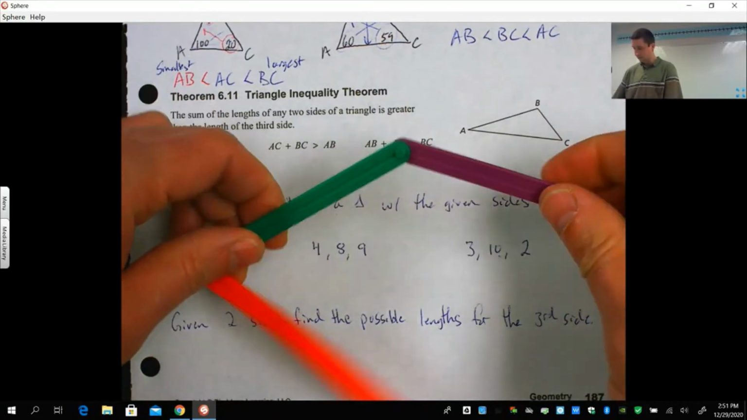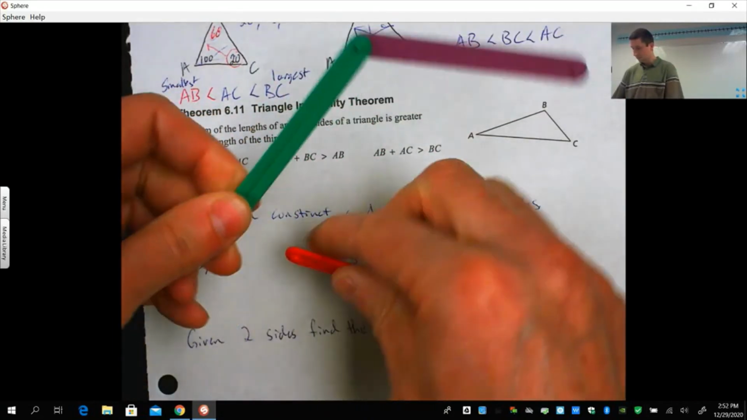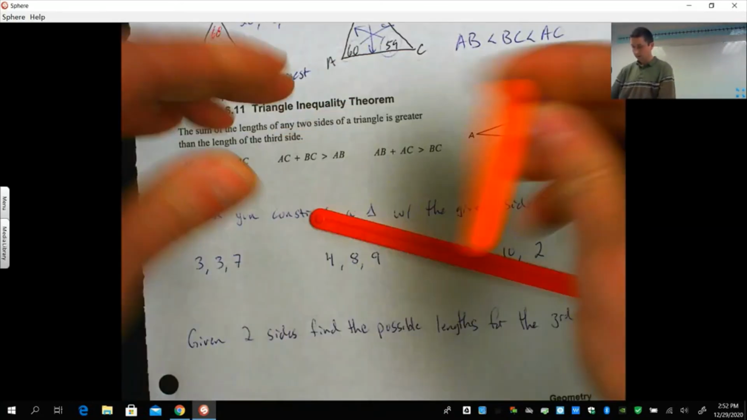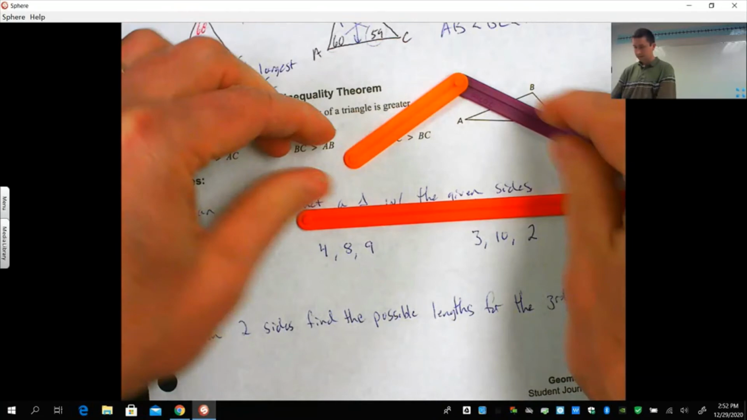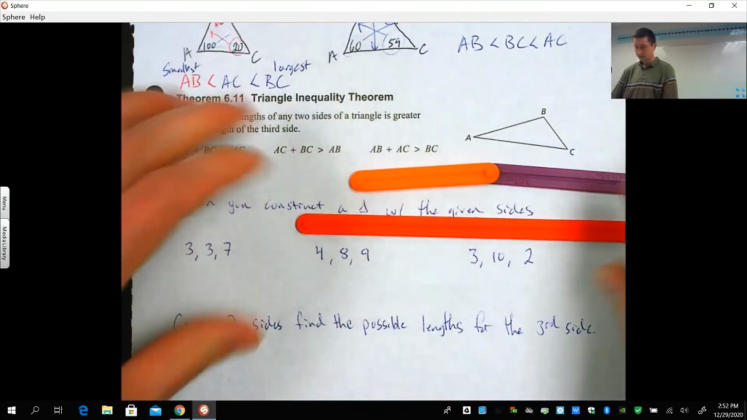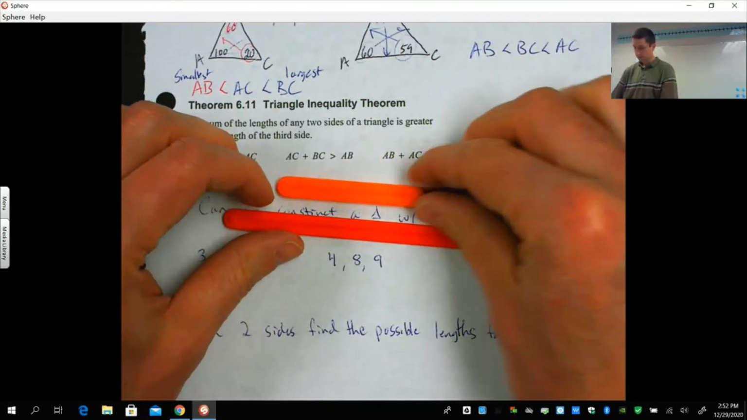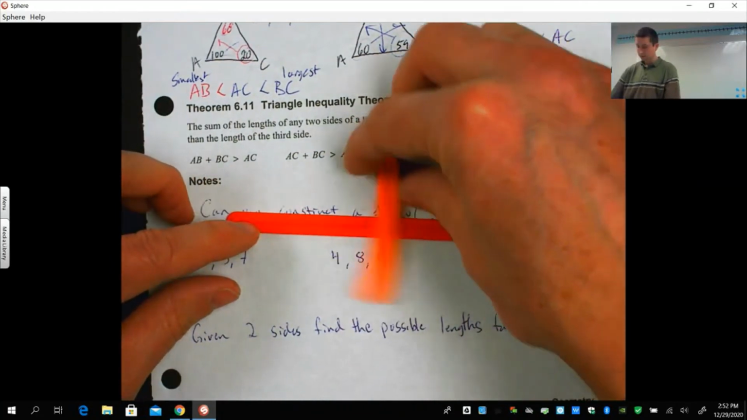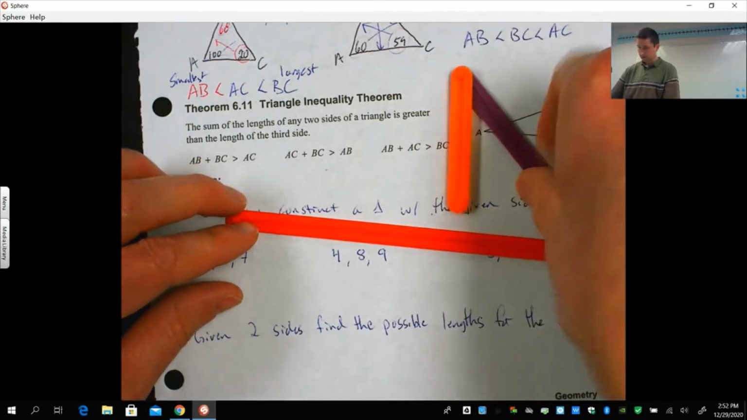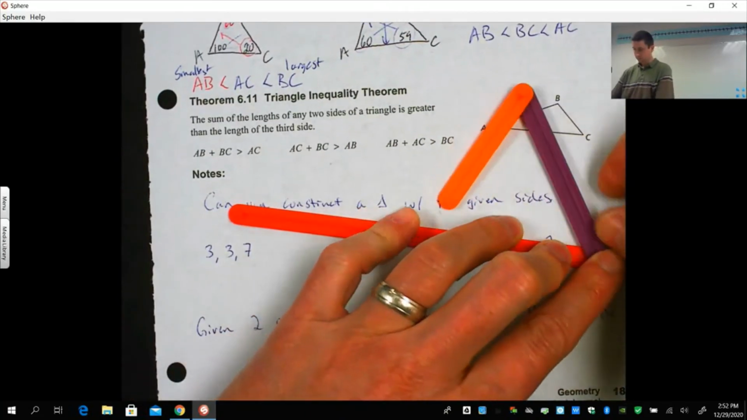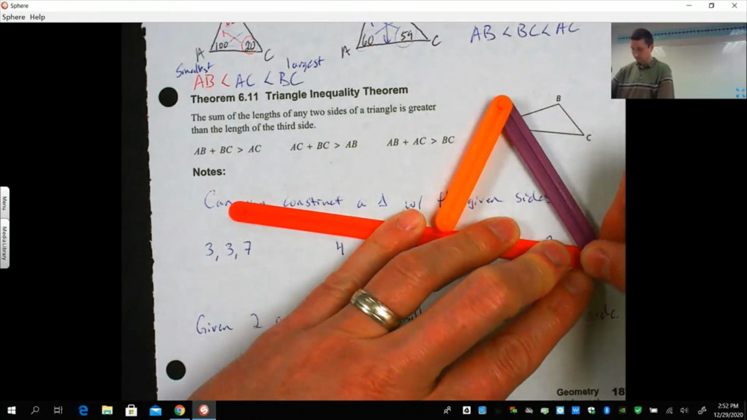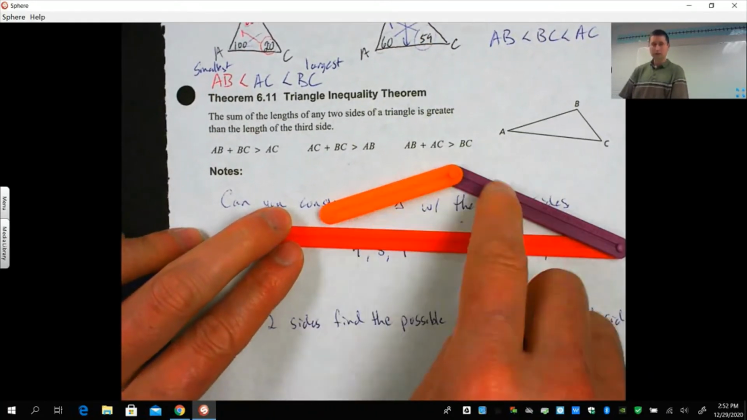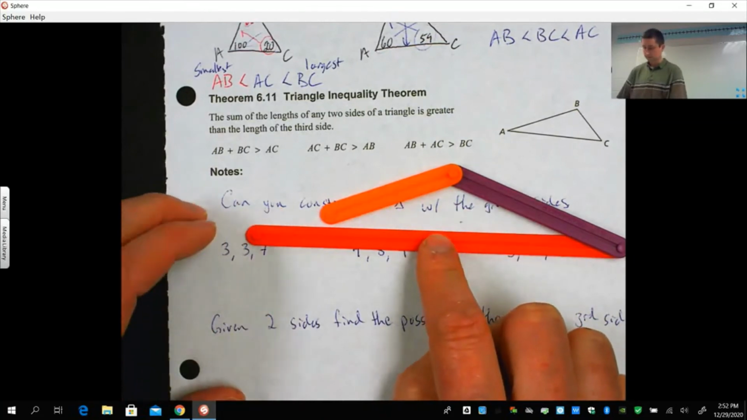okay, let me get a smaller one here. So here are my two other sides. If I put these together, and this length is not longer than this length, you can't make a triangle with these three sides. Okay? I can hook up this one side for you, but it never will reach. It's not going to be long enough to reach over here. So two sides of a triangle have to be greater than the third side.